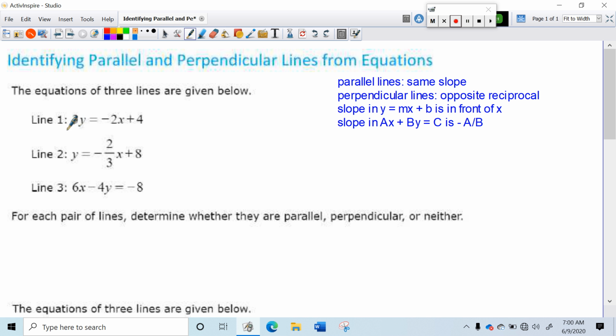First of all, in line 1, we do not have x and y on the same side, but we don't have y by itself either. But we can make y be by itself by dividing every term by 3, like this. Because top cancels with bottom for fractions, y equals negative 2/3 x plus 4/3. The slope is in front of x in that case, so the slope is negative 2/3.